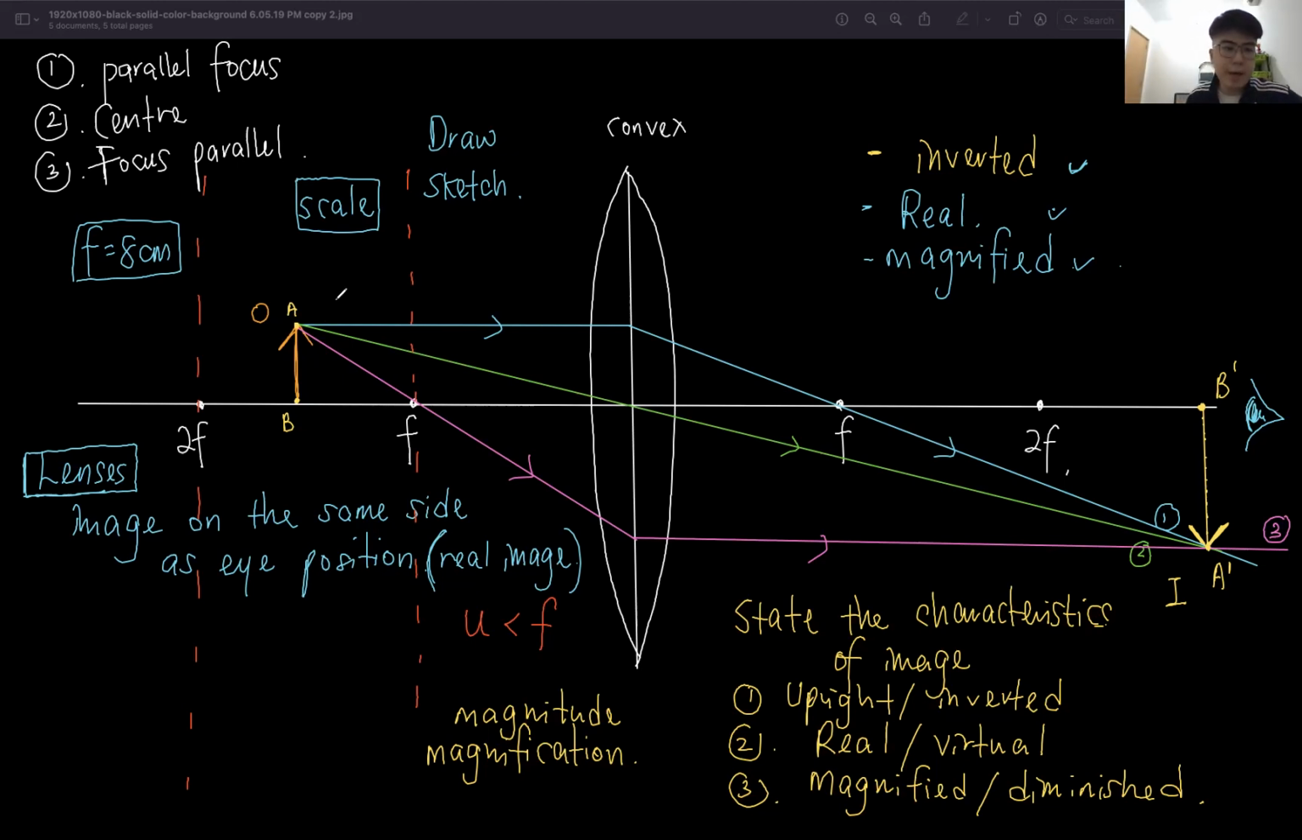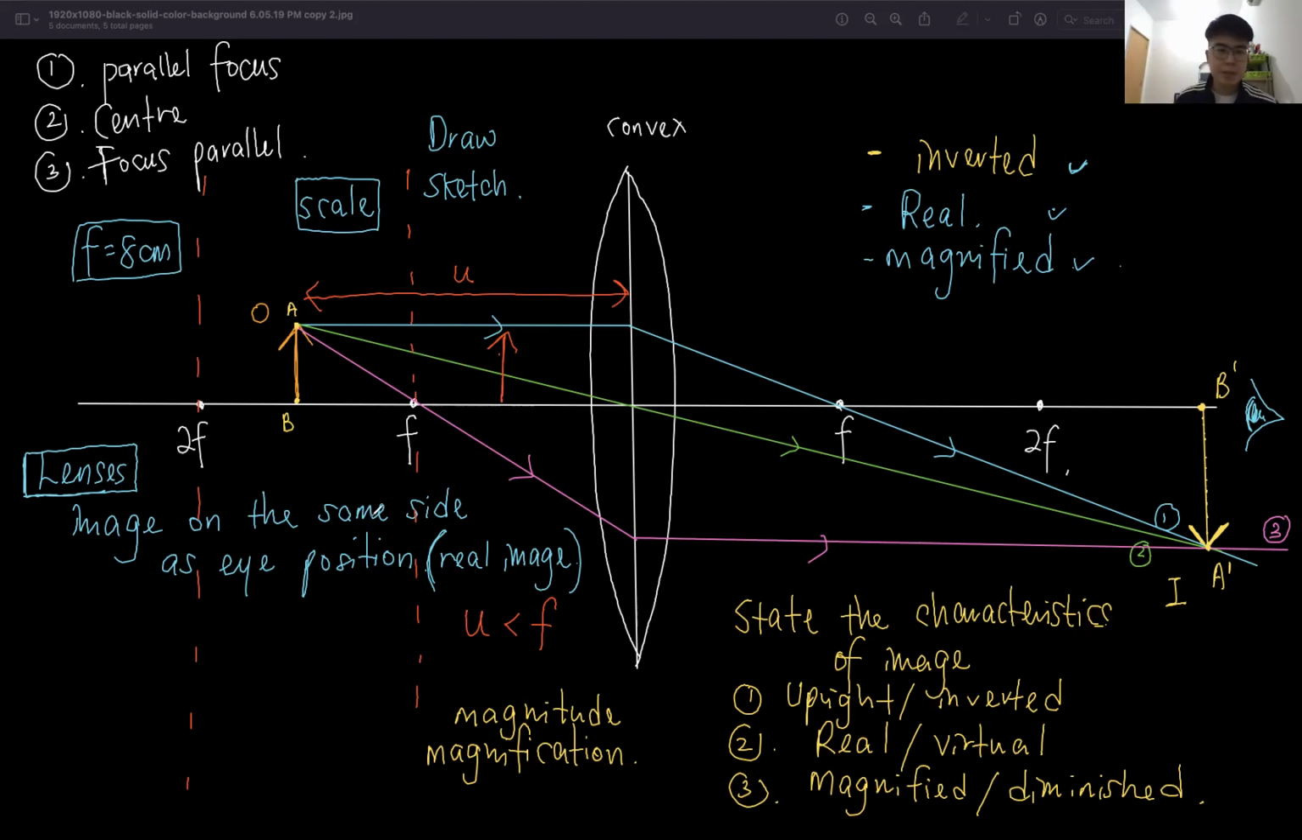Okay, that means if you look at the diagram, where is U? U is from this object to the center of the lens. This is U. Okay, it is the distance measured from the object to the lens, parallel to the principal axis. So for this region would be U less than F. That means your object is somewhere inside here. It can be anywhere as long as it is inside, between the lens and the F. Okay, we call it U less than F. That is the first position.